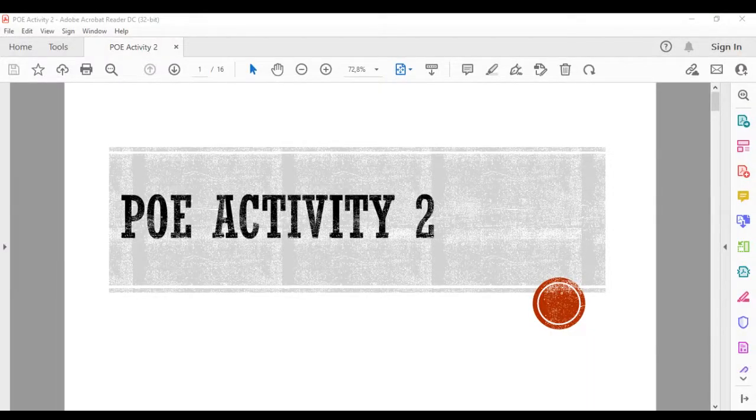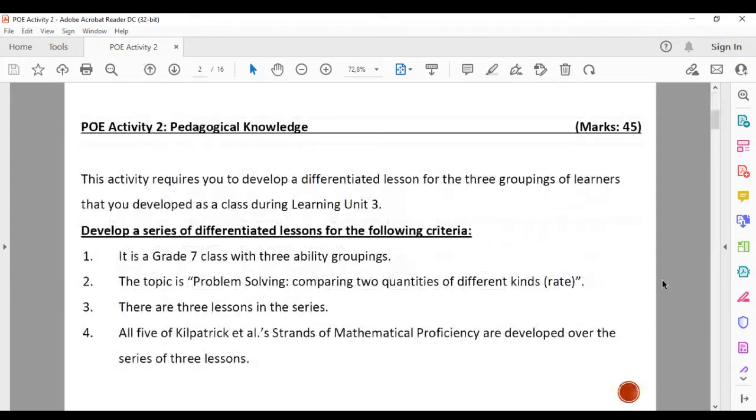TIMA7312, activity 2 of our PoE, and this is pedagogical knowledge for 45 marks. This activity requires you to develop a differentiated lesson for the 3 groupings of learners that you developed as a class during Learning Unit 3. And as you will remember, we have discussed these 3 ability groupings, so we are going to use those.